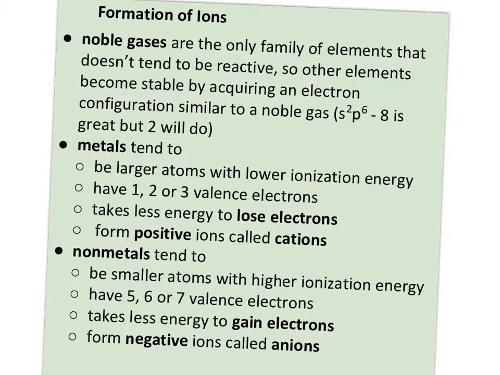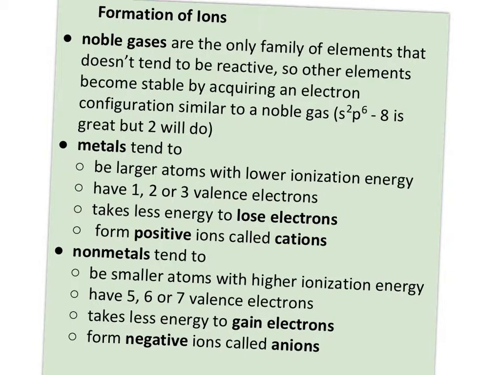So which is easier for metals and nonmetals? Well, it's all about size. Remember, metals tend to be larger atoms with lower ionization energies, so it's going to take less energy to lose electrons. They're going to tend to form positive ions called cations. And metals tend to have 1, 2, or 3 valence electrons that they're going to tend to lose.